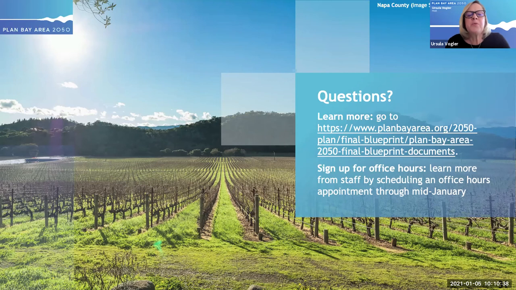Next question. Growth projections appear to be primarily based on access to transit and economic opportunities. Can you speak to other assumptions that were considered? For example, local government's ability to provide other essential services such as water resources and wastewater collection and treatment services. So that's a good question.